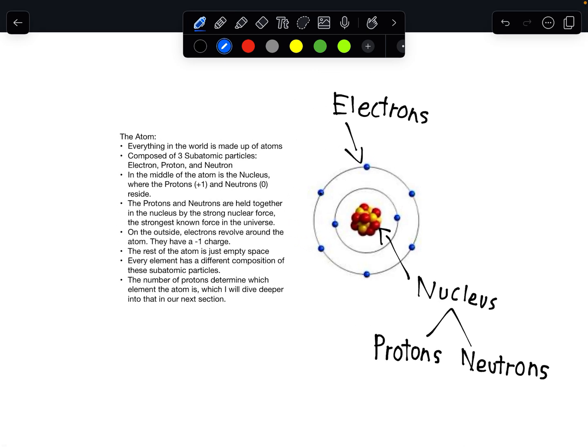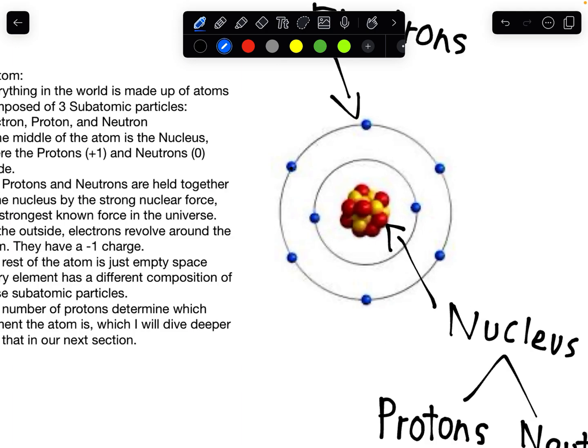The atom is a building block of matter because everything in the world is made up of atoms. Looking around, there's nothing in the world that is not made of atoms. The atom is composed of three different subatomic particles, which are the electron, the proton, and the neutron. In the middle of the atom is the nucleus, which is where the protons and the neutrons reside.